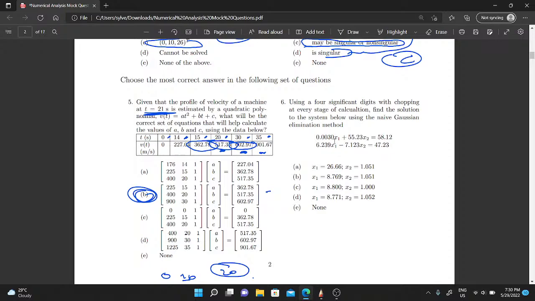Sure. So for question 6, they're using some words of interest here. Four significant digits we're chopping, and then using a naive Gaussian elimination method. So this one, basically find your E. So these are the steps: write it in matrix form, then the second one is find your upper triangular matrix, and keep in mind that four significant digits we're chopping.